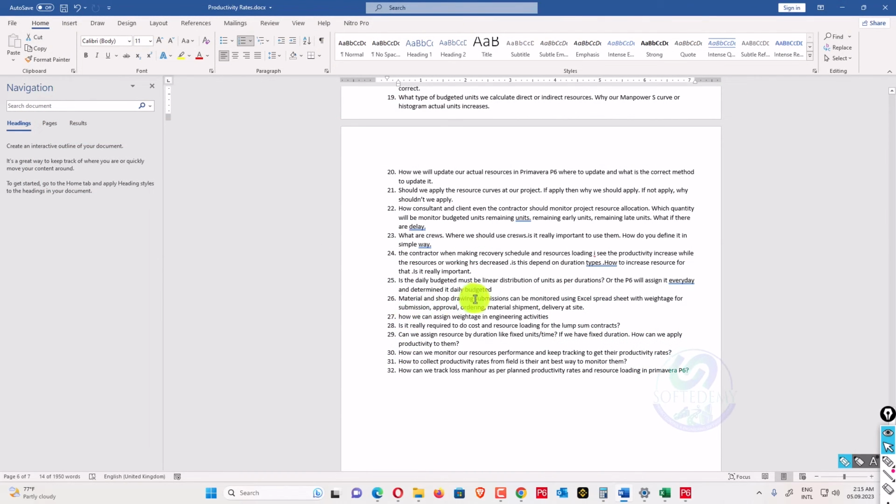Material and shop drawing submission can be monitored using an Excel spreadsheet with weights for submission. So it's asking about material submission and shop drawings, which may not require units.